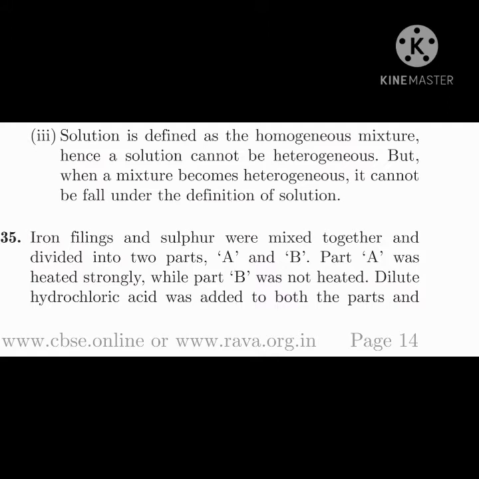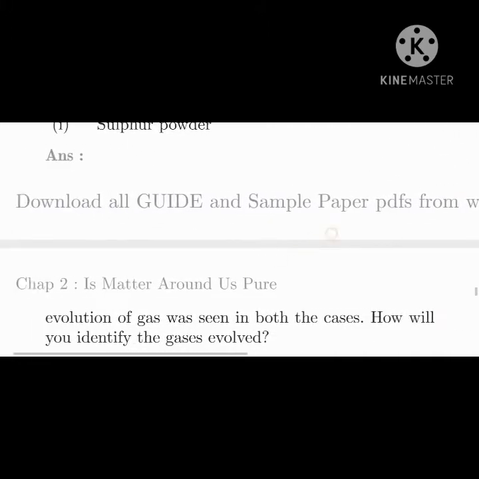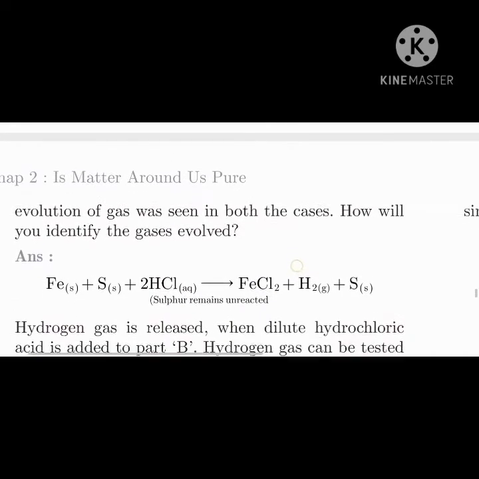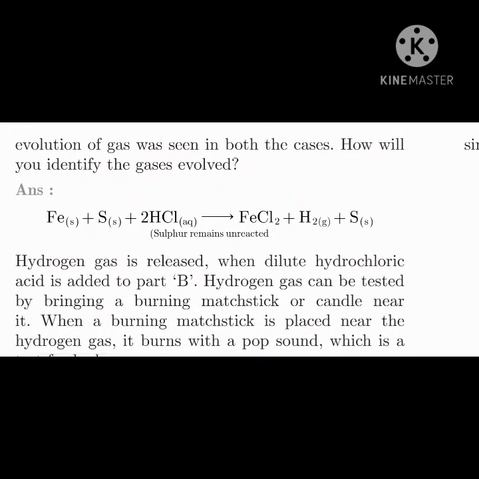solutions. Okay. So iron filings and sulfur were mixed together and divided into 2 parts, that is A and B. Part A was heated strongly while part B was not at all heated. So dilute hydrochloric acid was added to both of the parts and evolution of gas was seen in both the cases. So how will you identify the gas evolved? Okay, hydrogen gas is released.